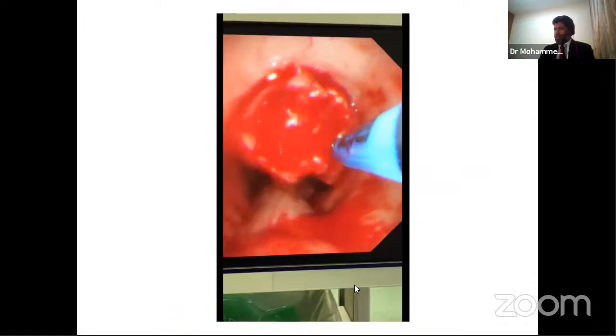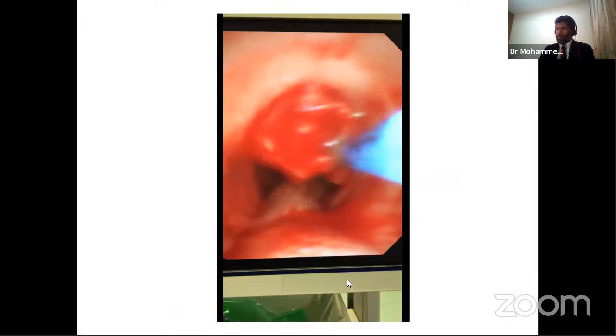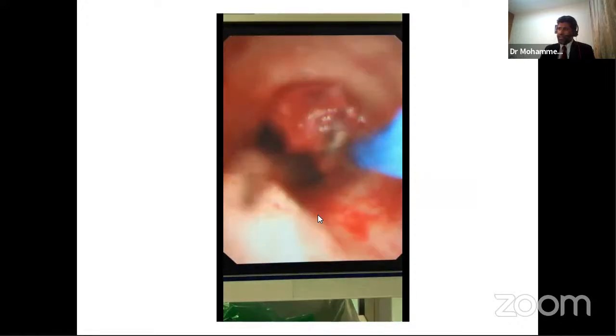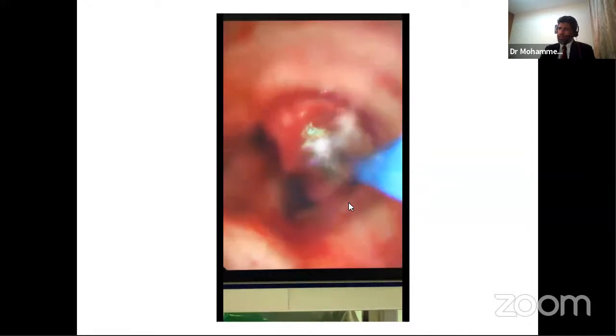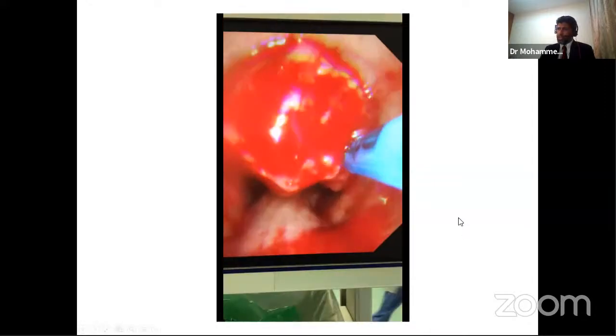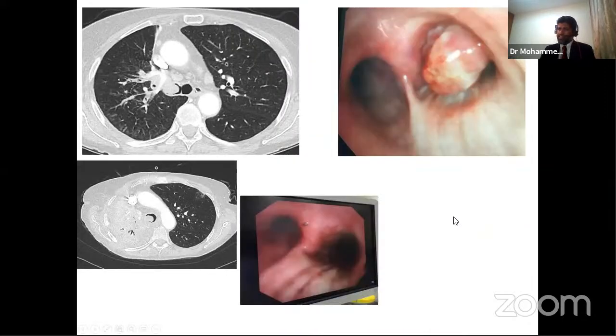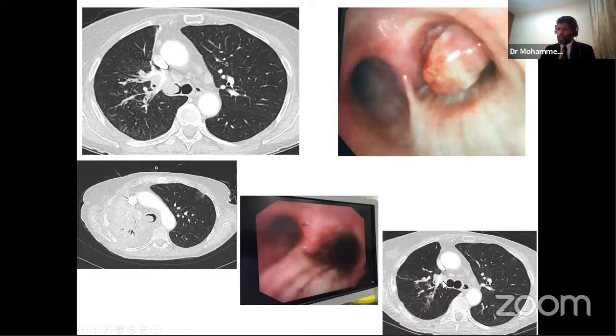This is how I would use argon plasma. This is the trachea, this is the anterior wall, and we're using the argon plasma to burn and to completely debulk the tumor from the trachea. This is just an example of endobronchial tumors completely blocking off the airway, resulting in post-obstructive pneumonitis or post-obstructive pneumonia.